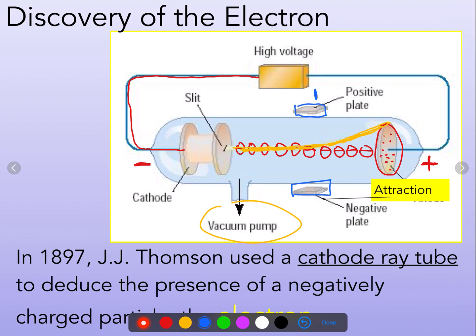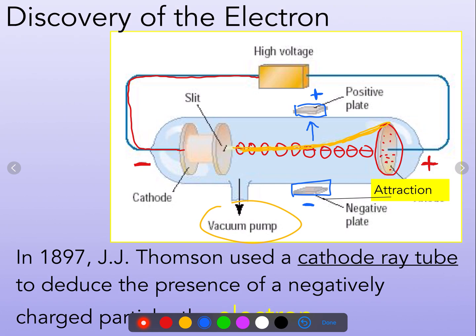So we've got a positive plate and a negative plate. They're messing with this beam, and what they noticed is that it moved up, which meant that this current was negatively charged. This proves it. So current, when it's flowing, is just electrons, right?